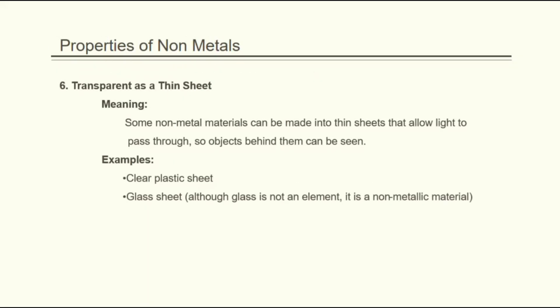Another property of non-metals is that they are transparent as thin sheets. This means that non-metal materials can be made into thin sheets that allow light to pass through them so that objects behind them can be seen. Let's look at some examples. Clear plastic sheet and glass sheet. Although glass is not an element, it is a non-metallic material.